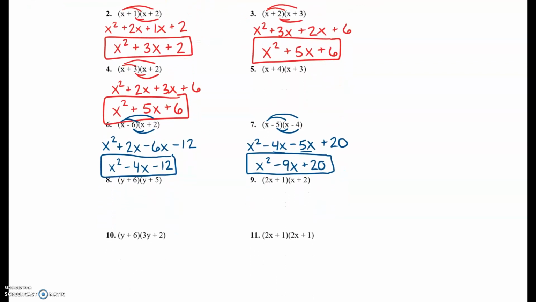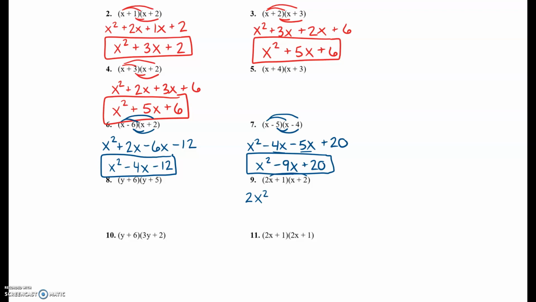So looking at this, you notice in 9, 10, and 11, the first terms are not necessarily just a letter. We have some coefficients in front of them. So if you look at number 9, you have 2x multiplied by 1x. It's the same results as last week, so you're going to take 2 times 1, which is 2, and continue to add your exponents. X times x would be x squared.